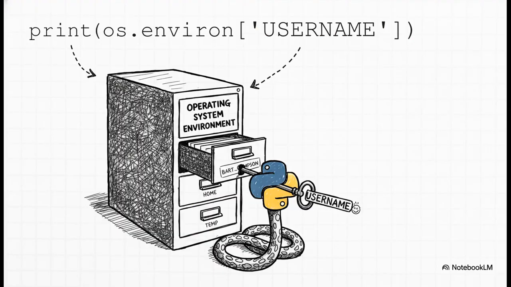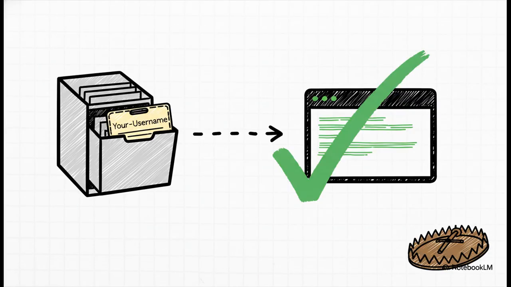First, you just import OS. Then you can access os.environ exactly like you would a Python dictionary, using square brackets and the key you're looking for. So in this case, we're just asking for the username of whoever is logged in. And just like that, it works. The operating system hands over the value, and our program prints it out. Easy, right? Seems like we've solved the whole problem.